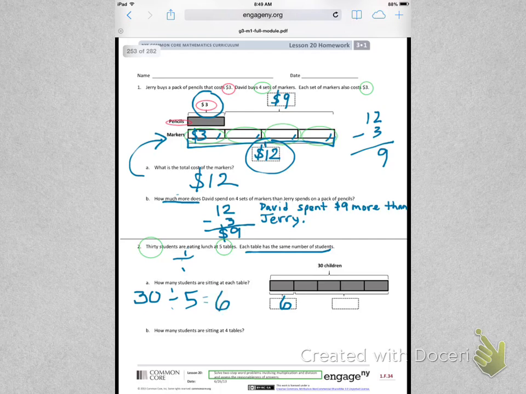How many students are sitting at 4 tables? Well, if there are 6 students at 1 table, how many are there at 4 tables? Well, there's 6 at this one, 6 at this one, 6 at this one, and 6 at this one. So there are 6 students at each of those tables. That would be 6 students times 4 tables, which is 24. There are 24 students sitting at the 4 tables.